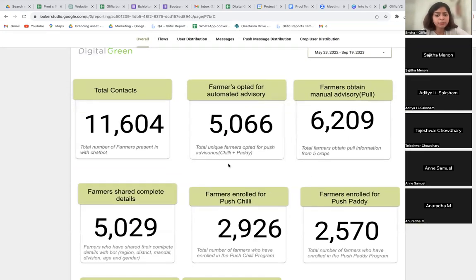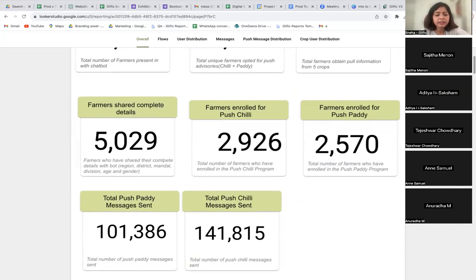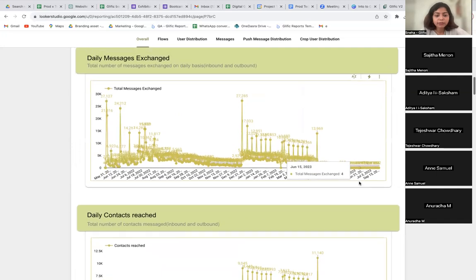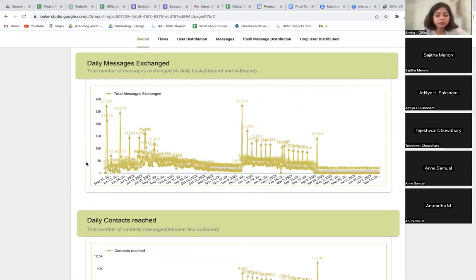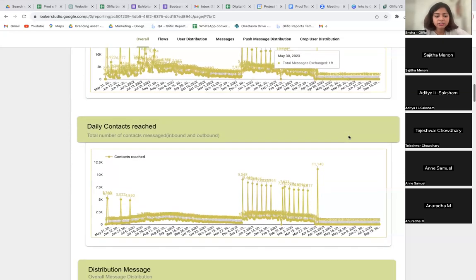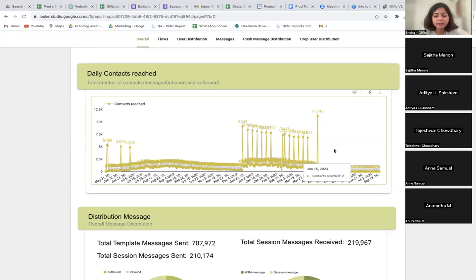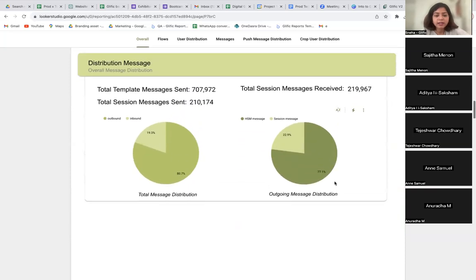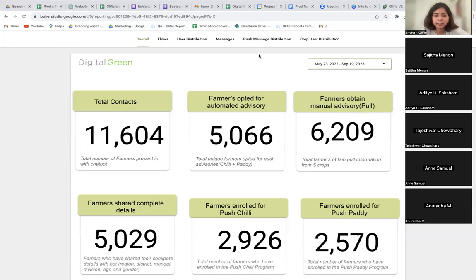There are some numbers on the top which talk about farmers opted for automated advisory, farmers who shared complete details, and farmers enrolled for Push Chili, the chili farming bot that we were talking about. This is especially for that. Then they also have a bot for paddy, so they are running multiple bots currently. And that's how they would eventually see day-wise daily messages exchanged, daily contacts reached, and how many contacts they have reached in a month's time. So that's how their basic Data Studio report looks.